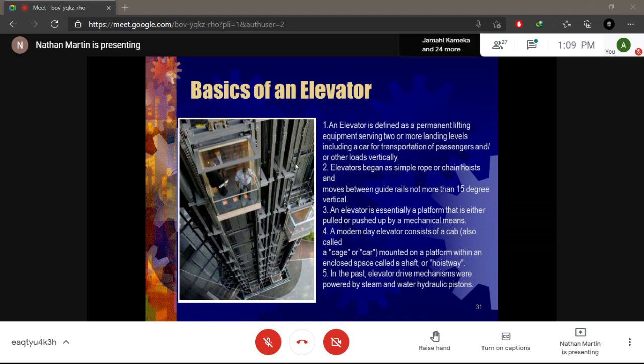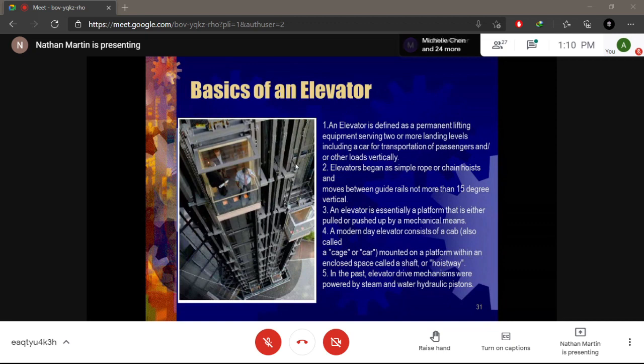Elevators began as a simple rope or chain hoist, right? So when you're watching those long-time shows that show you the castle, this is really where elevators start, where they actually use a counterweight to lift things over the castle wall, right?